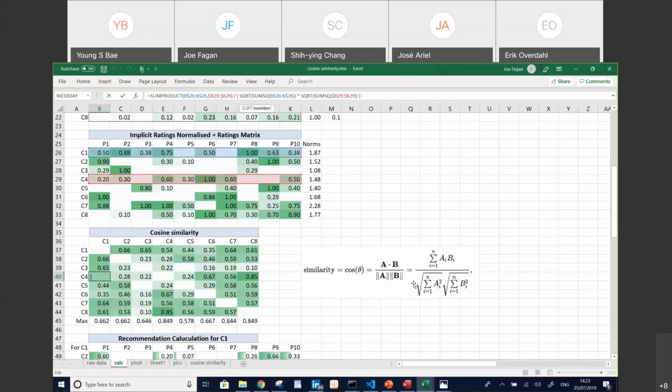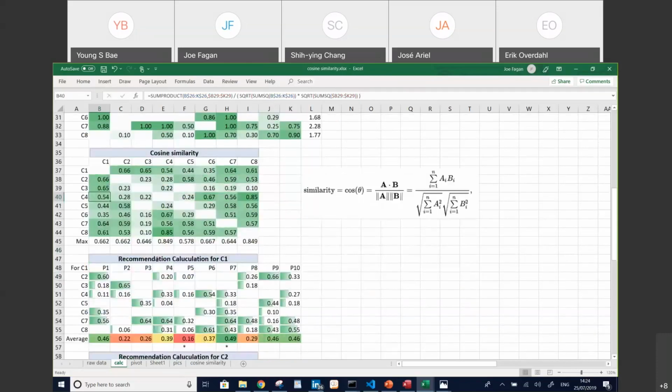This here is the size of C1, which happens to be that. It's called a norm or a length. This is C2, which happens to be that. And this here is the sum of the products. Excel has a nice little function that will multiply this by this, add it to this by this, this by this, and add them all up together. So it becomes really easy to calculate cosine similarity in Excel. And there are my cosine similarities.